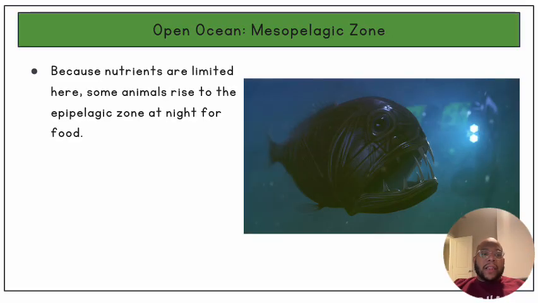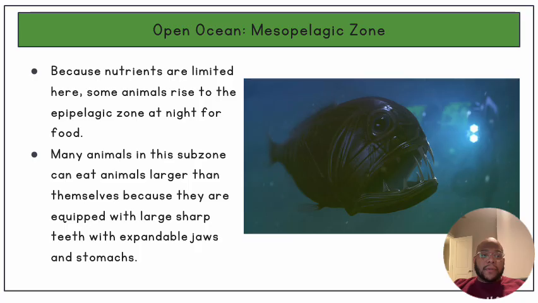Because nutrients are limited here, some animals rise to the epipelagic zone at night for food, and many animals in the subzone can eat animals larger than themselves because they are equipped with large, sharp teeth with expandable jaws and stomachs.